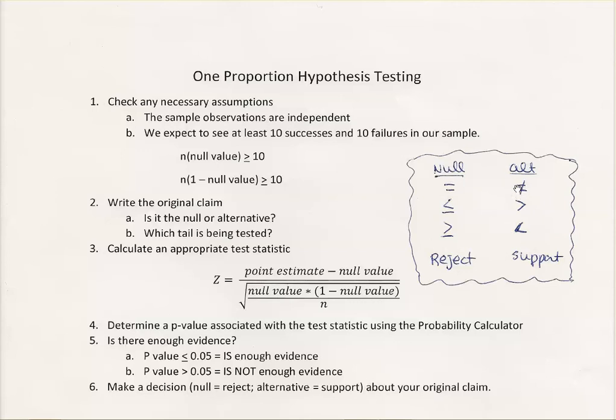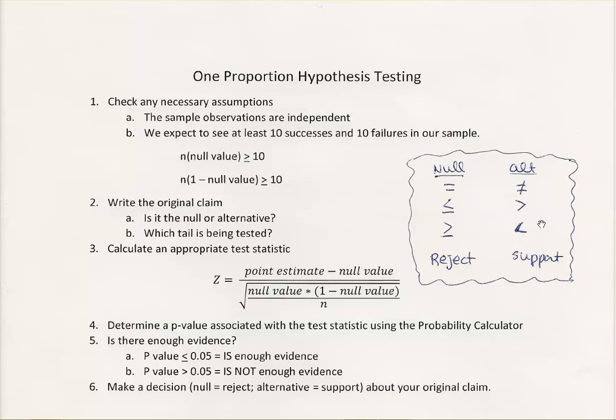Now, if it's a not equal alternative hypothesis, then you're going to have it be two-tailed or both tails. If it's a greater than, then it's right-tailed. And if it's less than, then it's going to be left-tailed. So not equal is both tails or two-tailed. Greater than is right-tailed, and less than is left-tailed. So that's how you figure out which tail is being tested.